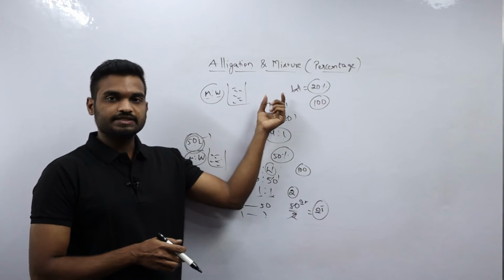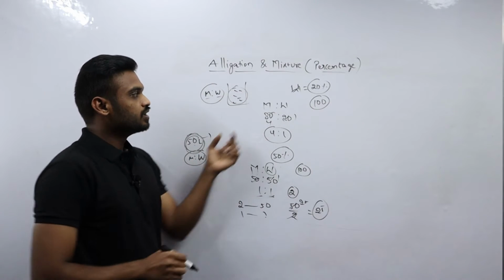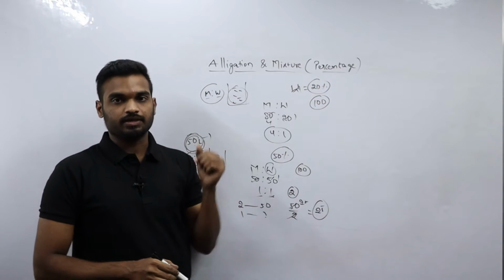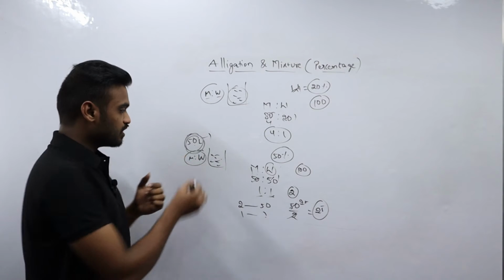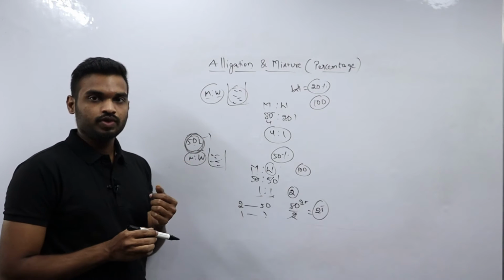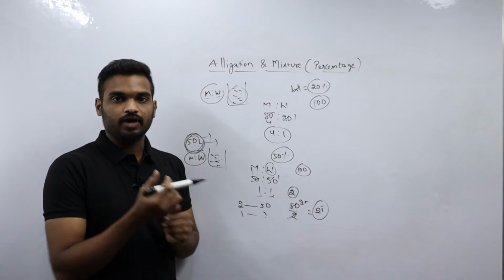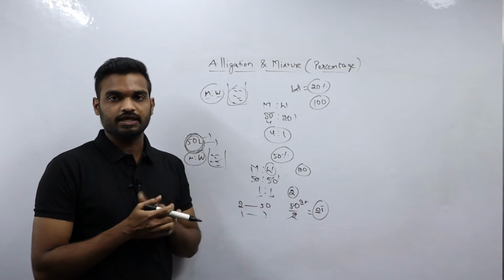Now this is the example where the total quantity of the vessel was not given in the earlier case. They only gave the percentage of the water. But here they have also given the total quantity of the mixture, that is the milk and water mixture. Through that total quantity I came to know the quantity of water and also the quantity of milk here.